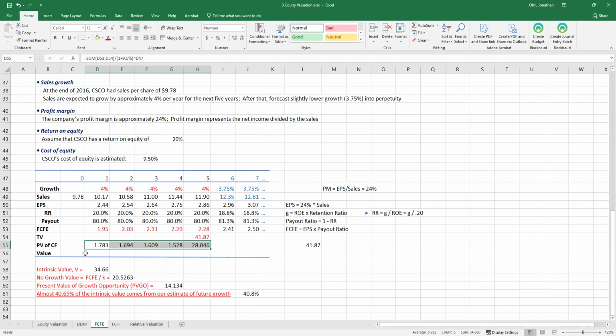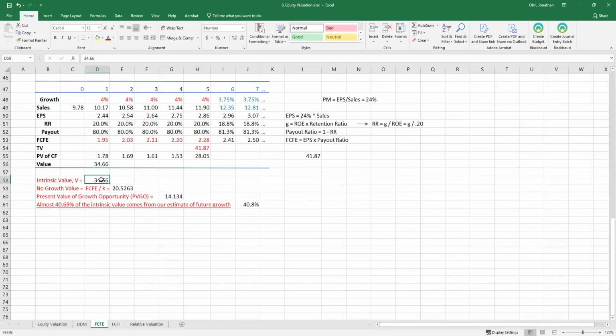And then the intrinsic value of this stock, this equity, is the sum of them. That's it. $34.66, right? This one is the intrinsic value of that stock, all right? So the intrinsic value is $34.66.